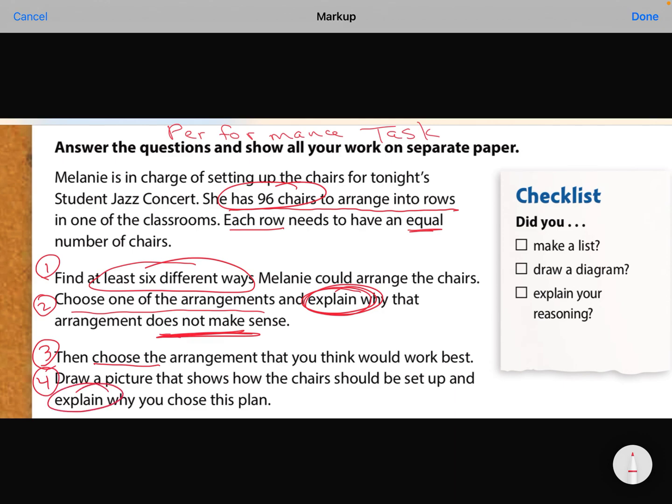So I'm going to want some factor pairs for step 1. I'm going to need a sentence for step 2. I'm going to need a sentence or 2 for step 3. And then I'm going to need a picture and 1 to 2 sentences for step 4.